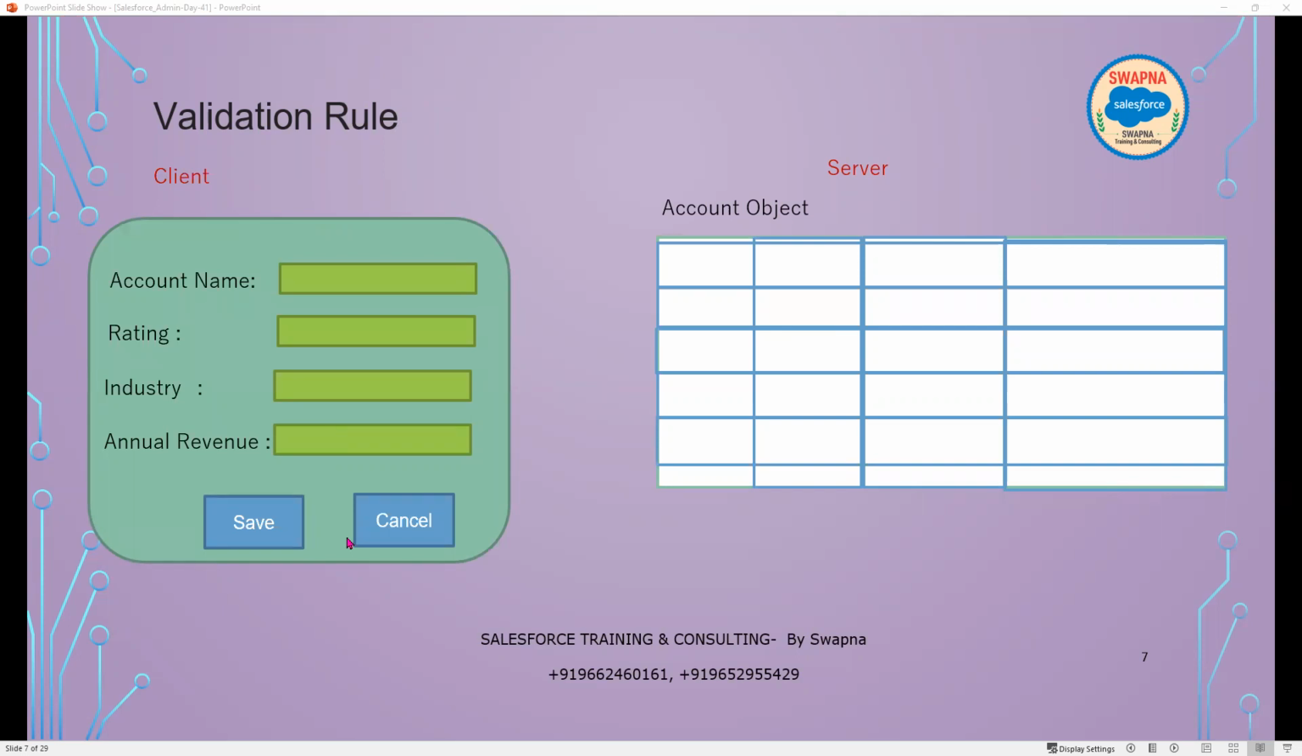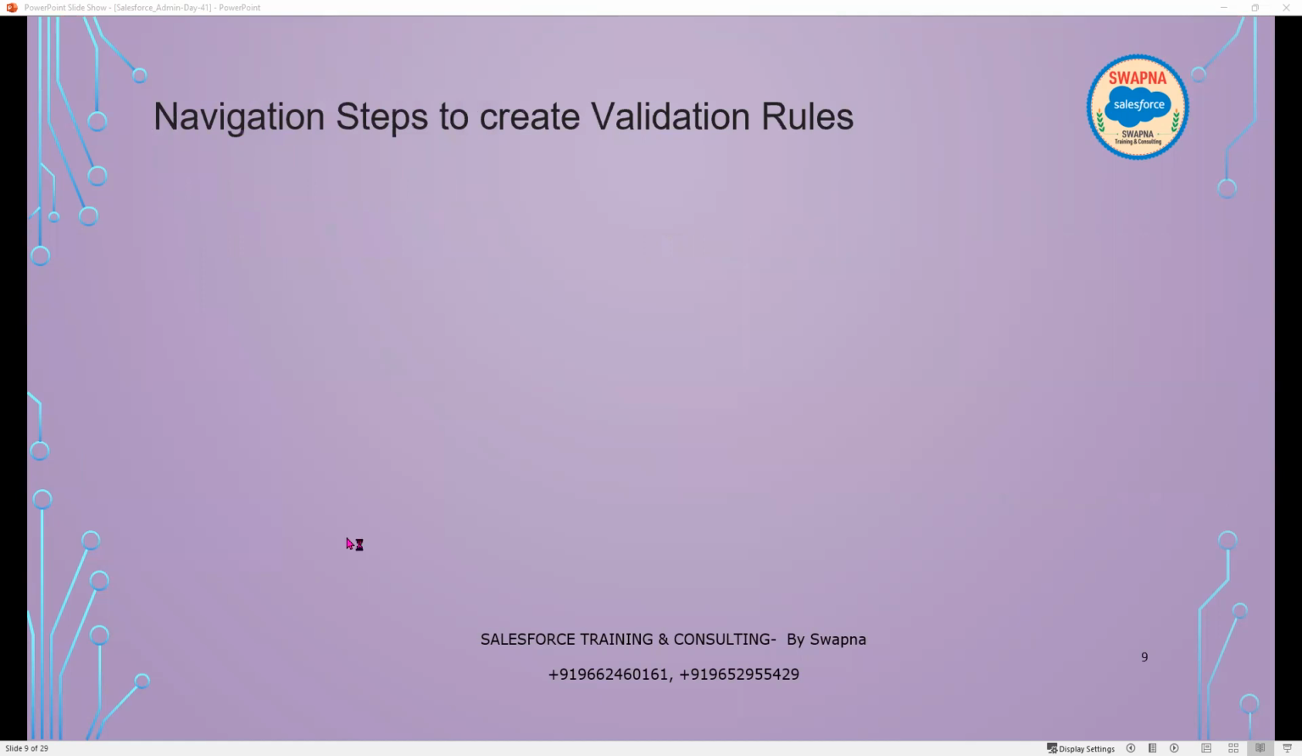Now let's see the navigation steps to create a validation rule. Go to the object manager, open a related object, click on any object. For example, you wanted to create a validation rule on the account. Go to that particular account. There is an option showing as validation on the left side. Now let's go here.